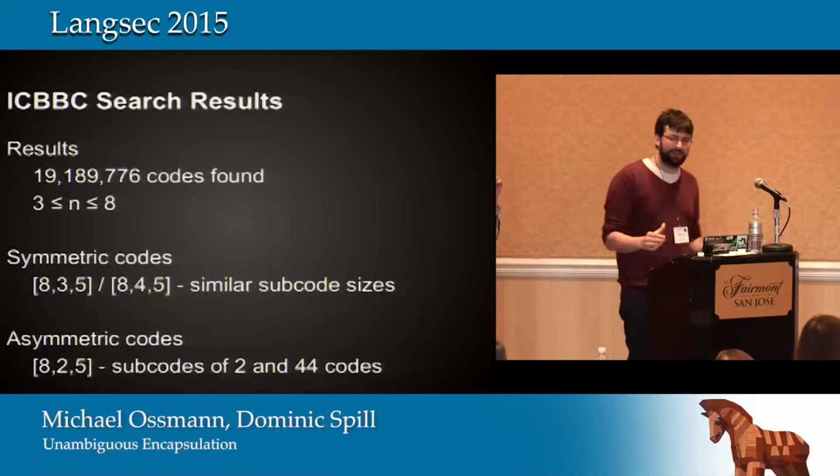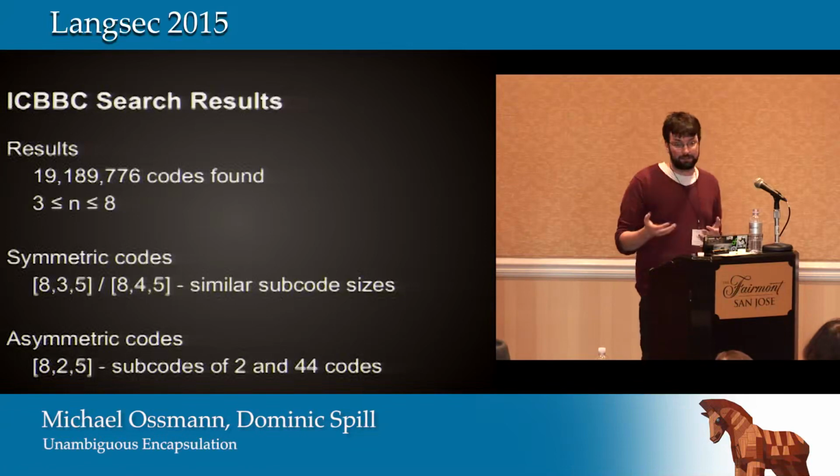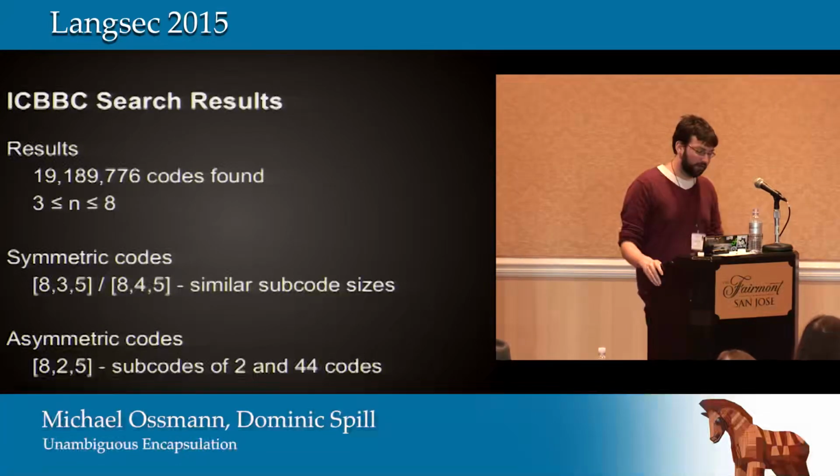So yeah, we found like 19 million codes, and we have them all on a hard drive somewhere, and they would be publicly available if we had the bandwidth. But the algorithm's out there, and if you're interested in developing a communication method and you wanted to use unambiguous encapsulation, you could go and take a look at the code and generate yourself a code.